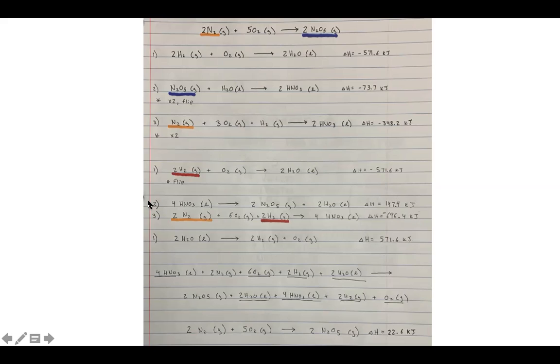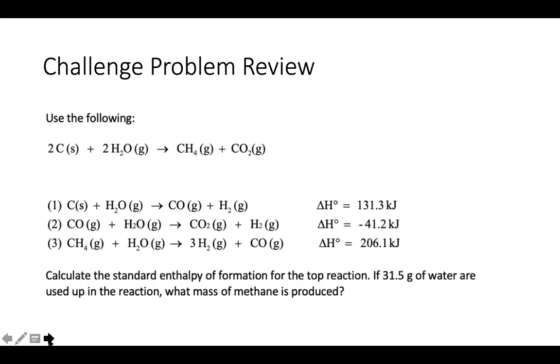So these are our final 3 equations after they were manipulated. Here are their delta H's with their respective changes made. And so we just add these 3 numbers up and it came out to positive 22.6 kilojoules. Are there any questions on that? And we're going to go over another example as well.